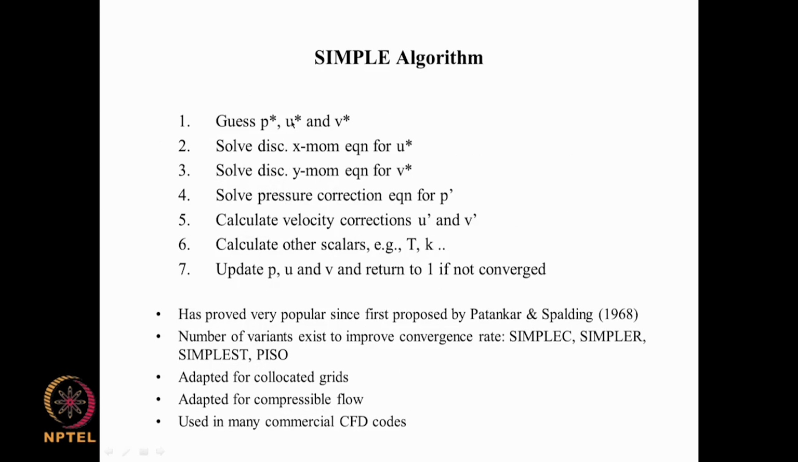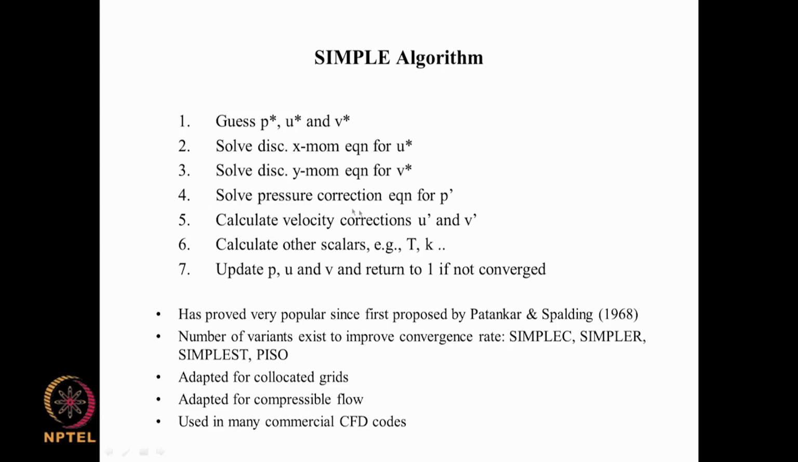So in the first step, to begin with, we make guess velocity and pressure fields, and then we solve the discretized x momentum equation for u star, solve the discretized y momentum equation for v star, and once we know u star and v star, then we can discretize the continuity equation, and the continuity equation is reformulated as a pressure correction equation, and once you know u star and v star, all the terms that are there in the pressure correction equation are now known.